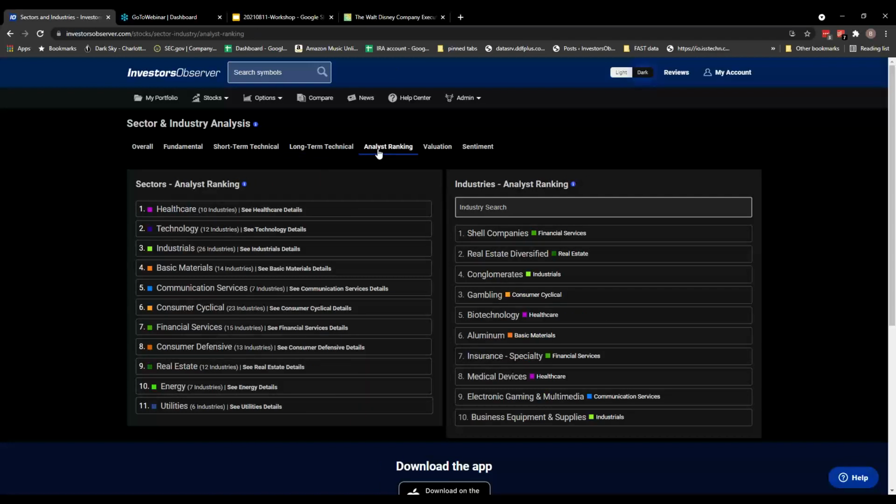Analyst ranking: see what stocks and what sectors the analysts have the highest opinions on. You can do it like that. And this is a good way, right? These things change as the economy changes, right?